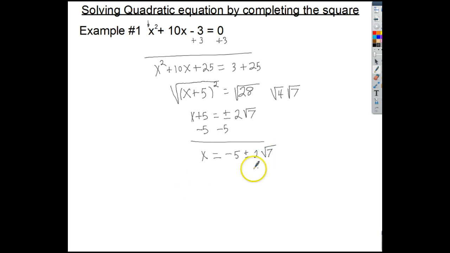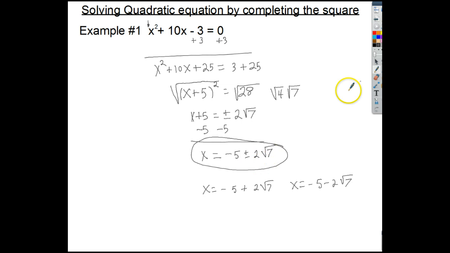Let's all realize that this isn't a satisfactory answer for my class, but this is equal to two different answers. It's equal to negative 5 plus 2 square root of 7. It's also equal to negative 5 minus 2 square root of 7. So those are two different answers. This is a kind of a compact way of writing both of them. Okay?